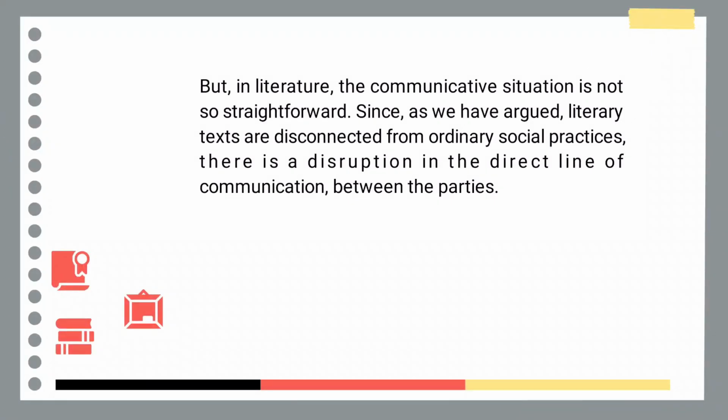But in literature, the communicative situation is not so straightforward since, as we have argued, literary texts are disconnected from ordinary social practices. There is a disruption in the direct line of communication between the parties. So this means that literary texts are devoid of the usual way of conveying a discourse as they are dissociated from social norms.